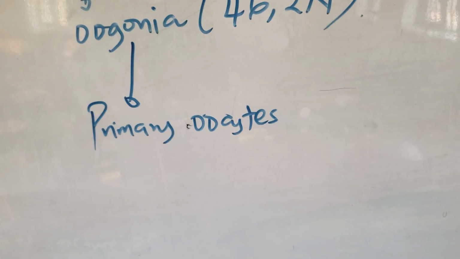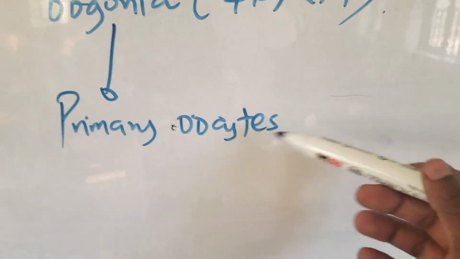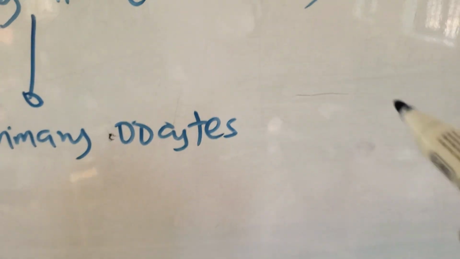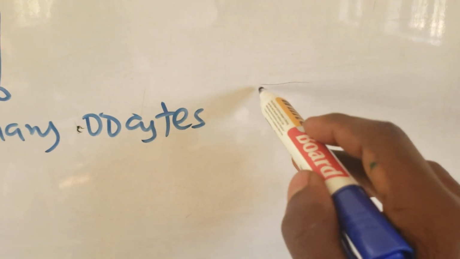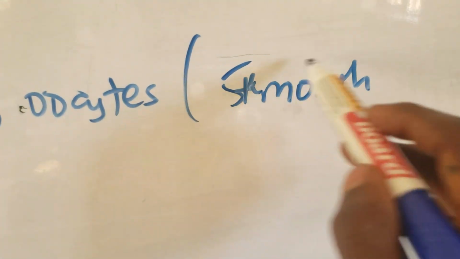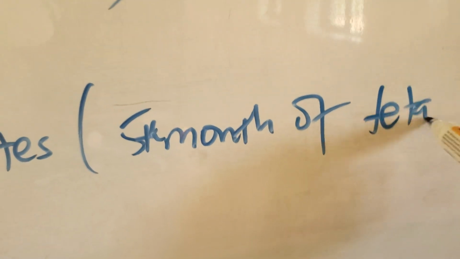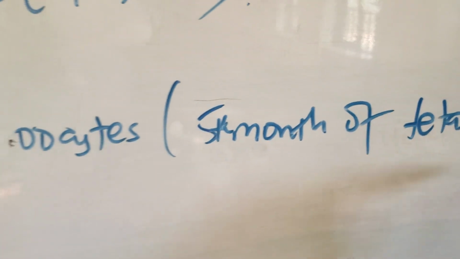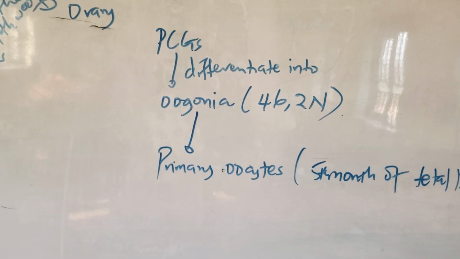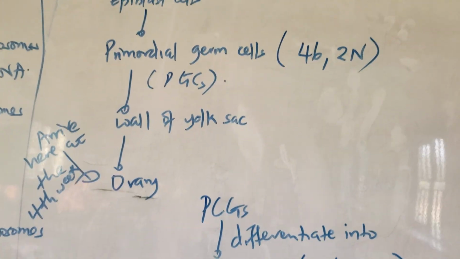And all these primary oocytes are formed by the fifth month of fetal life. I think I forgot to point out that this process, oogenesis, starts before birth.